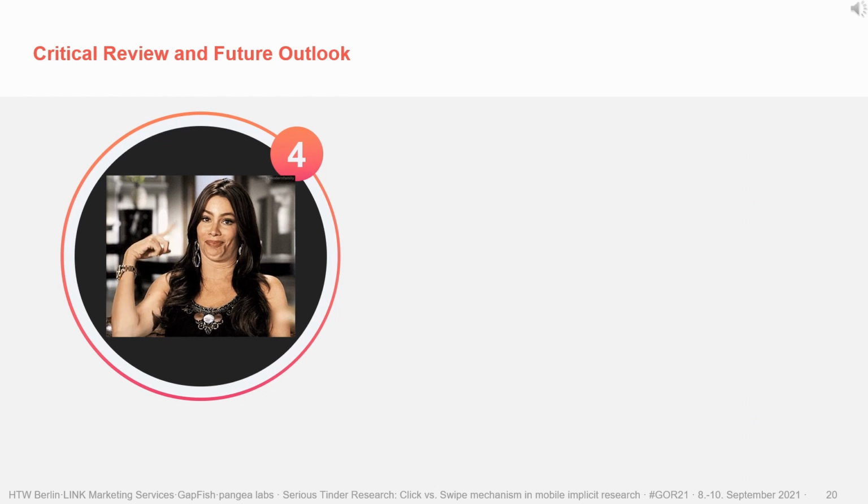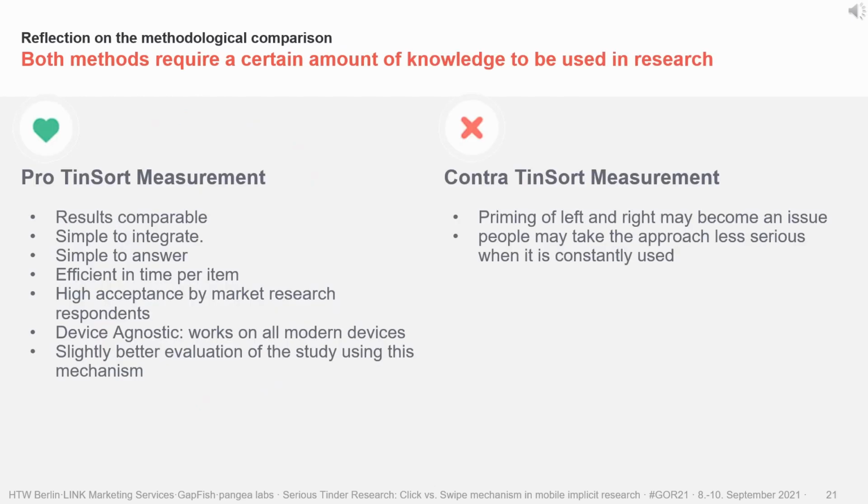A short reflection and outlook into the future. The new method of swiping in combination with background time measurement is really promising. We can tell that it is easy to set up for the researcher and even easier to use for the respondent. In comparison with the control group who had to use the established procedure with keyboard measurement, the evaluation of the questionnaire was slightly better with TinSort, so people actually liked it a bit more.